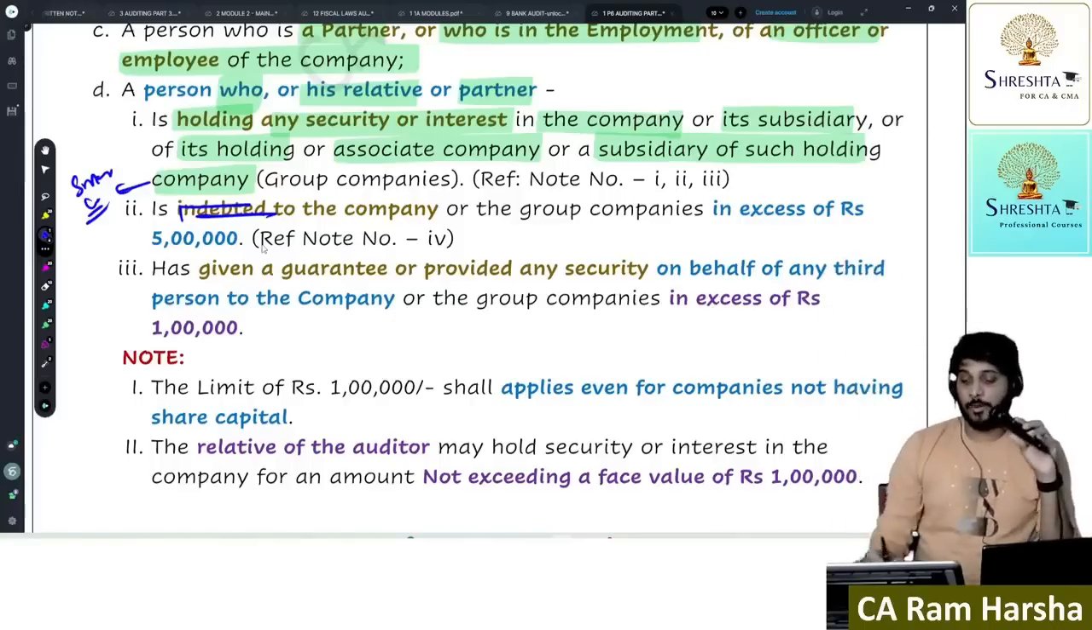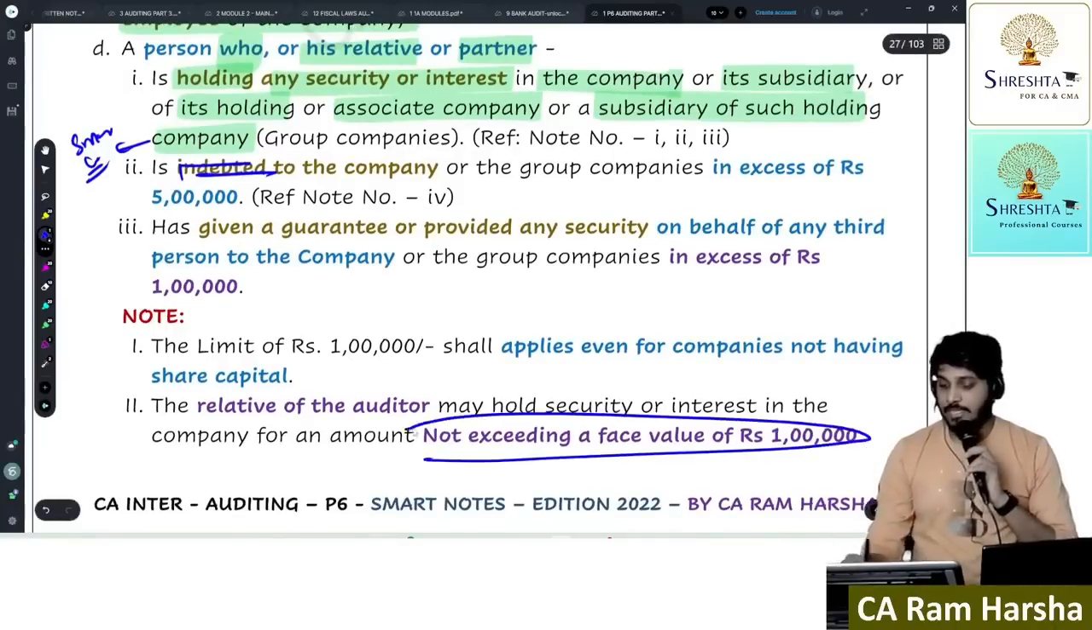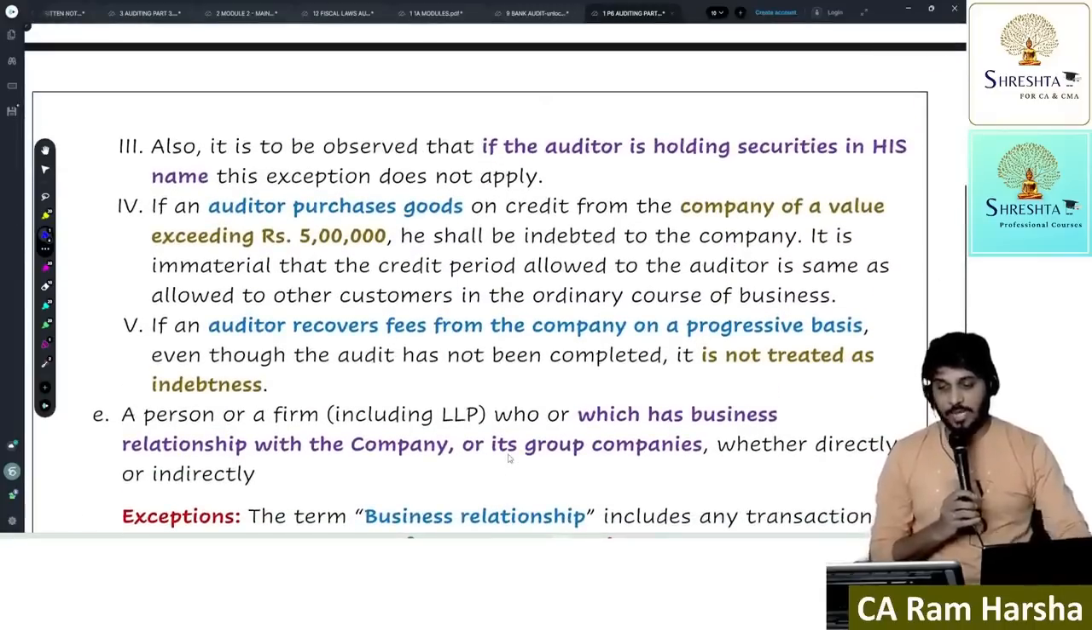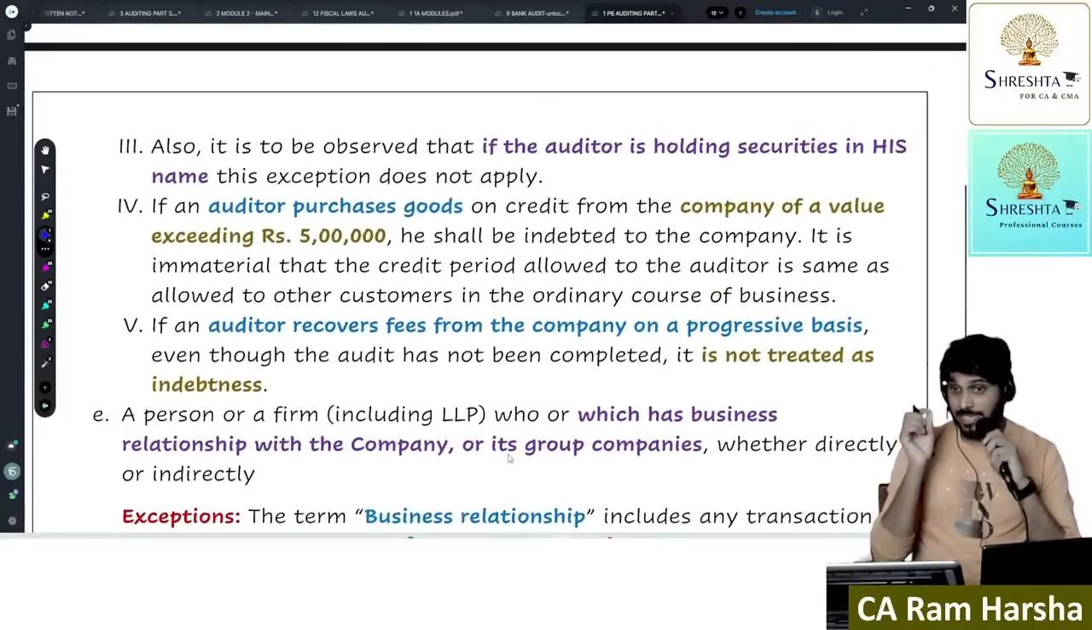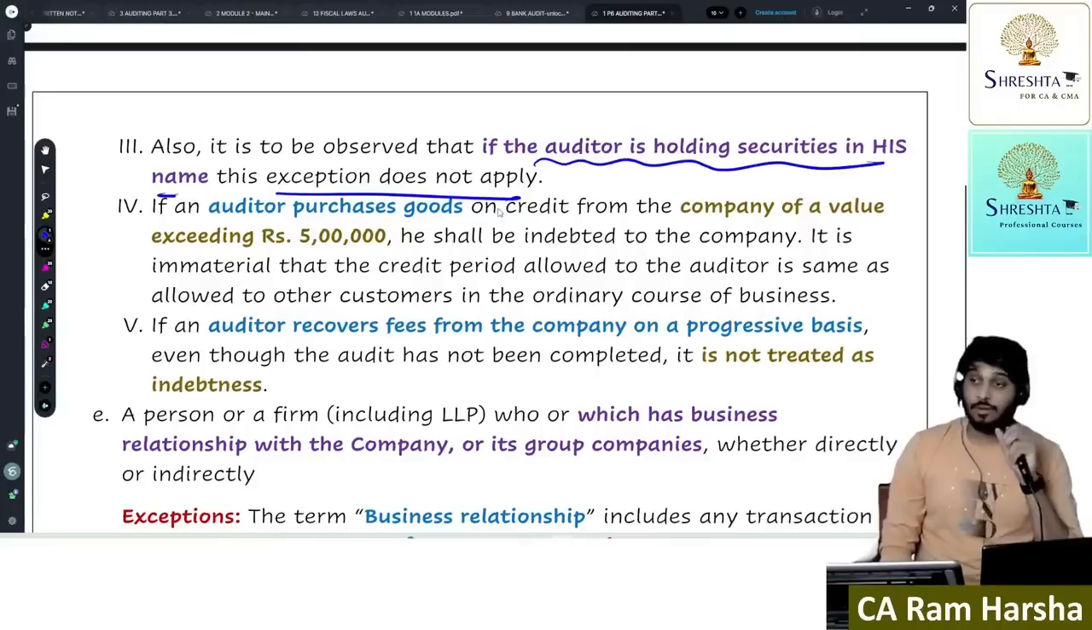Now, your relatives can have securities up to 1 lakh rupee face value. How much maximum can a relative have? 1 lakh rupee in the face value. Remember, the 1 lakh rupee exception is applicable only if the relatives are holding securities. If the auditor is holding in his name, the exception does not apply. Now, relatives can hold up to 1 lakh rupee face value, right?